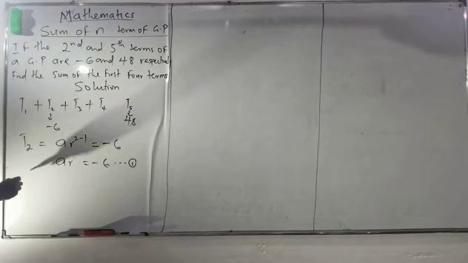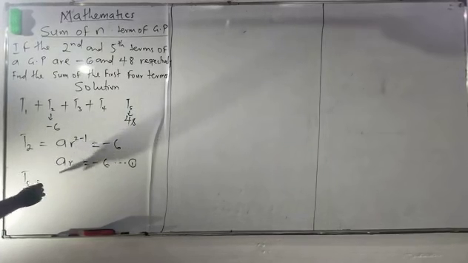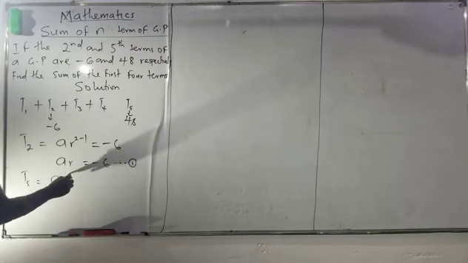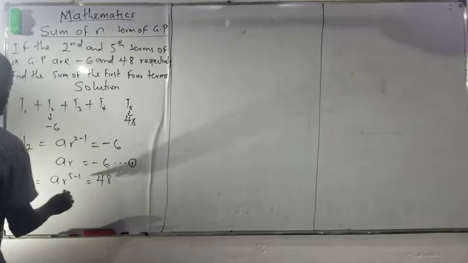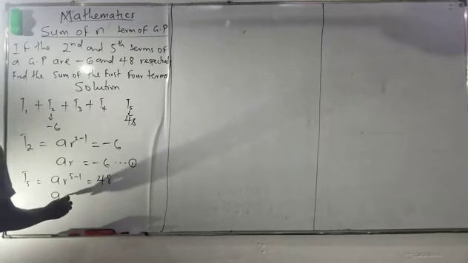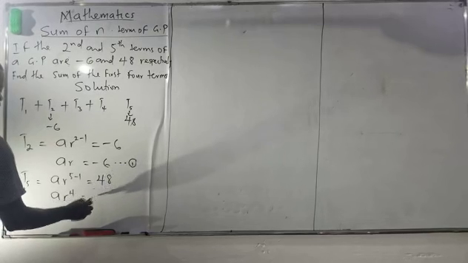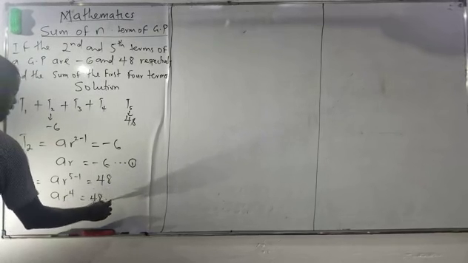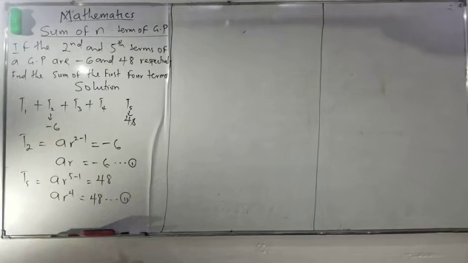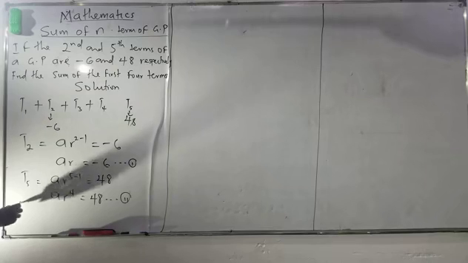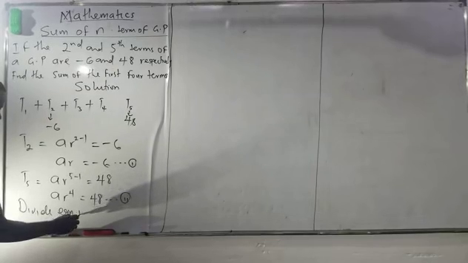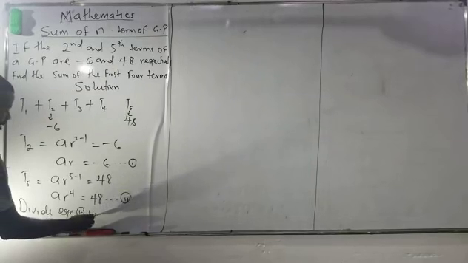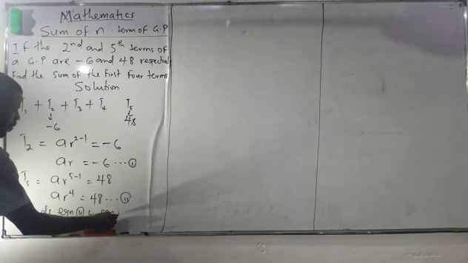Now, also my T5, because T5 is also given, I'll be having ar^(5-1) equals to 48, which is I'll be having ar raised to the power 4 equals to 48. Equation 2. Now, from this, I can do something very good for myself. Divide equation 2 by equation 1.